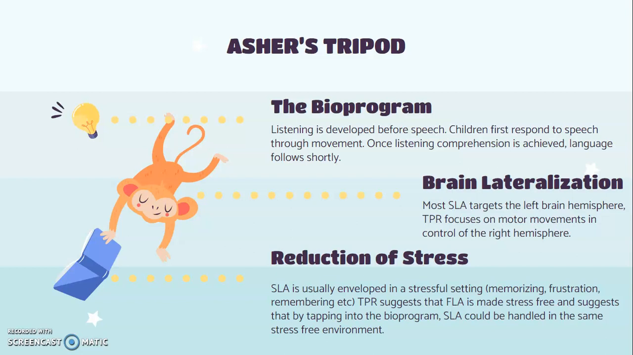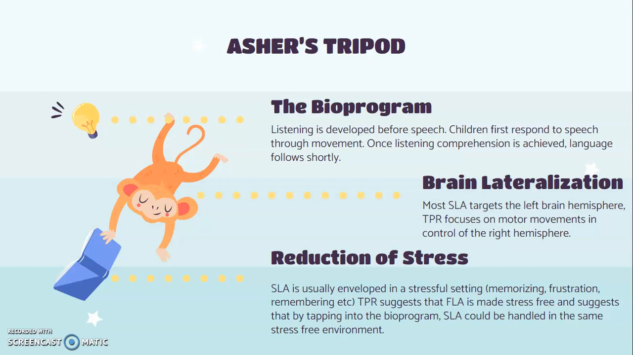The second pillar is the brain lateralization. Normally when you're studying a second language, the program tends to focus on the left brain hemisphere, the one that entails logic, reasoning, and of course language production. However, this theory focuses on understanding that the right brain hemisphere is the way most people tend to learn how to speak their first language, by moving, by showing, by connecting language with movement. It is a lot easier to learn how to speak.